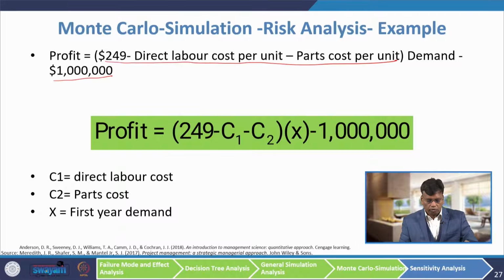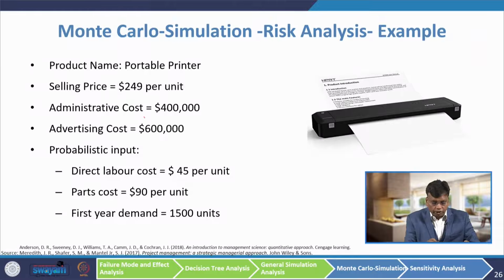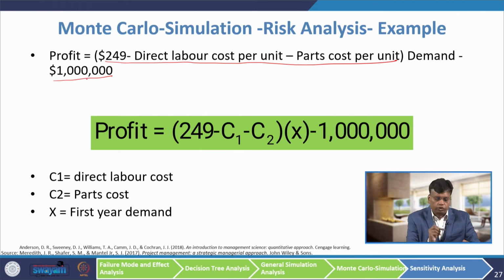How much was it? I will go back. You see here, administrative cost, advertising cost. So, the administrative cost is $400,000 and the advertising cost is $600,000, that we have subtracted. So, this is the function of profit. What is the profit function? It is 249 minus C1, that is the labor cost, minus C2, that is the part cost, multiplied by X, the demand, minus the advertisement cost and the administrative cost.